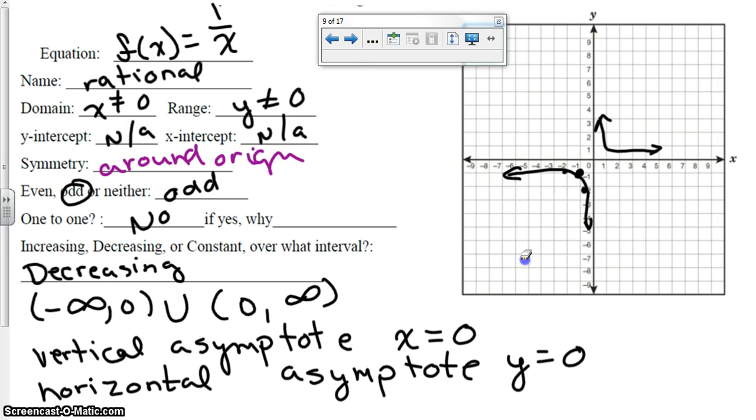And it is not 1-to-1, or is it? Yes, Mrs. Rose, it is. Why is it? I want you to answer that question. And notice it's decreasing. There's one other thing that I also want you to stop the video for. You need to write asymptotes. Remember that the vertical asymptote is the line that the function will never touch. And the horizontal asymptote is the line that the function will never touch.